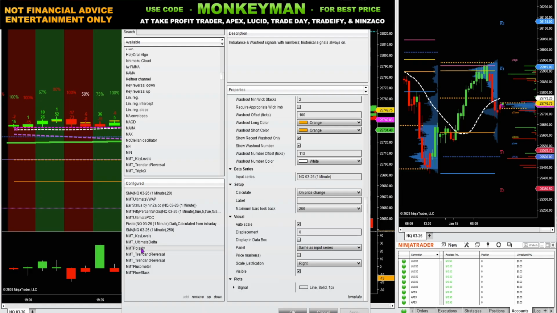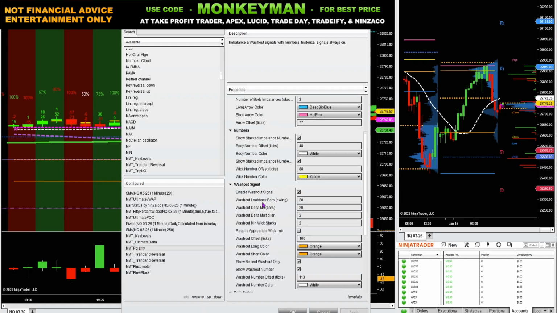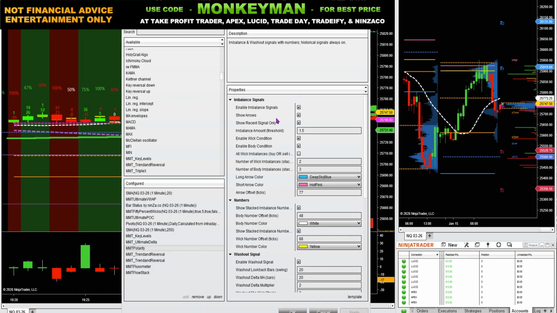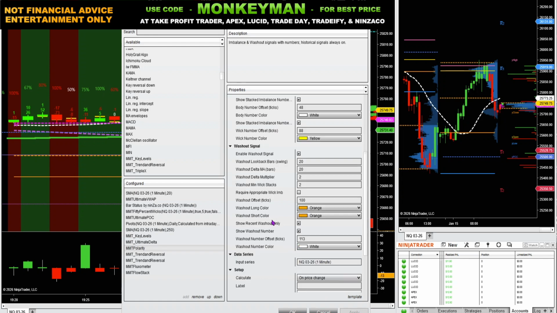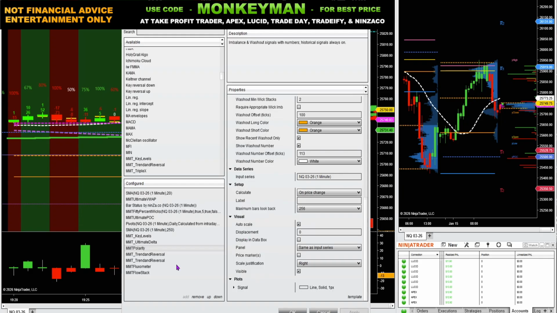I've got the MMT polarity on the chart. This is printing washout signals and also imbalance signals. So when I get those arrows with the numbers around them, those are imbalance signals, and the numbers are showing me how many imbalances are in the body, how many are in the wick. When I get the washout signals, it's showing me how many imbalances are involved in the washout signal, so I can see the strength of the washout signal.